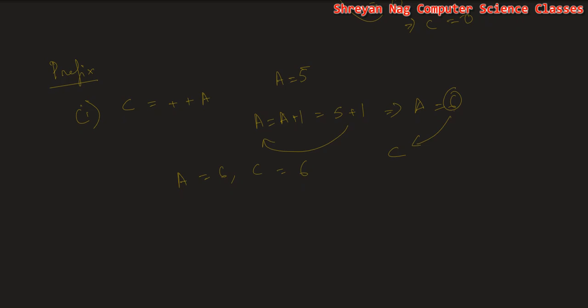This is the condition of prefix. Prefix basically says change before the action. Action means storing, and changing means addition or subtraction by 1. Let us take another example, C equals minus minus A. Change before the action, so we first change the value of A. A holds a value of 5 as we defined previously. So A equals A minus 1, so 5 minus 1 equals 4. So A holds a value of 4. Then this value of 4 gets stored inside C. So A holds a value of 4 and C holds a value of 4 as well.